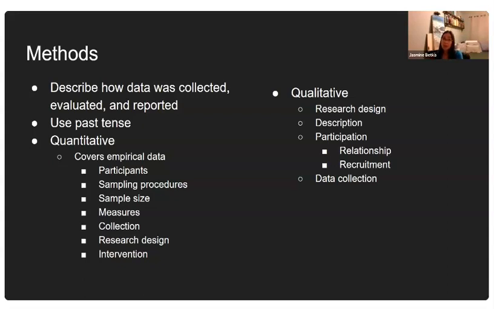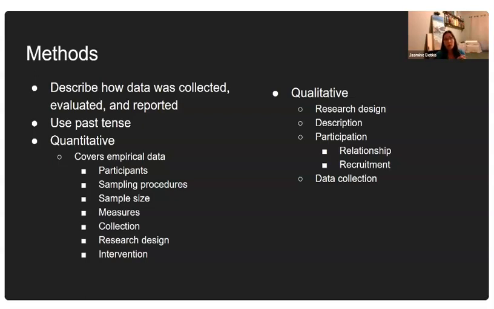Qualitative information has similar formats. Again, that research design. You want to include description, participation, was there relationships with the participants? Was this something over a long time? Was it recruitment? Did you pay participants? Did you compensate them in any way? How did you collect the data? All of that is part of your methods section.